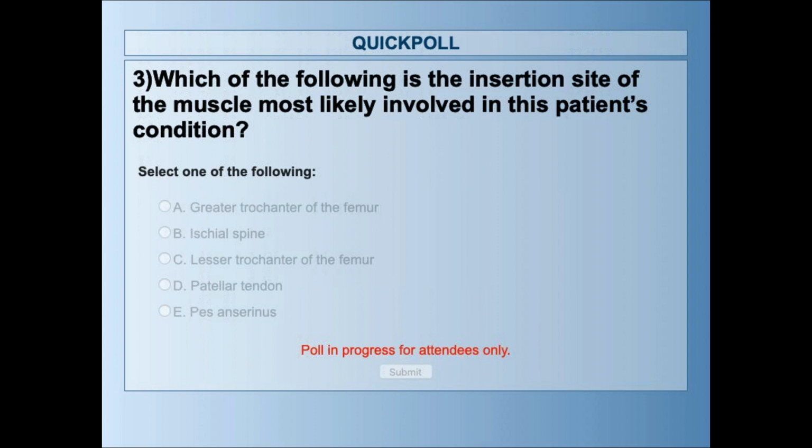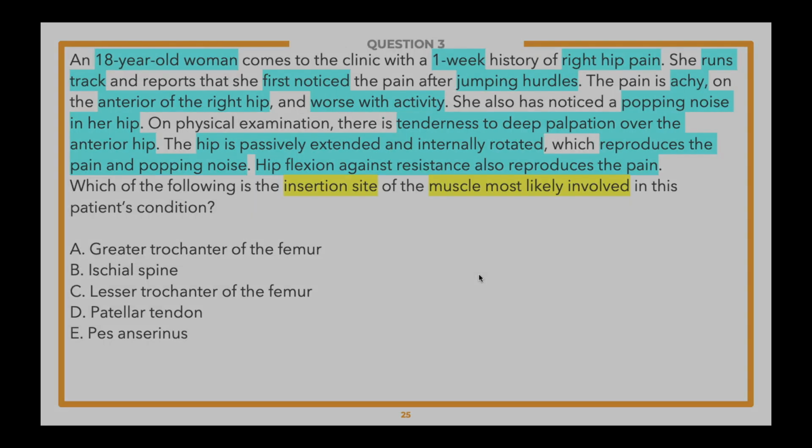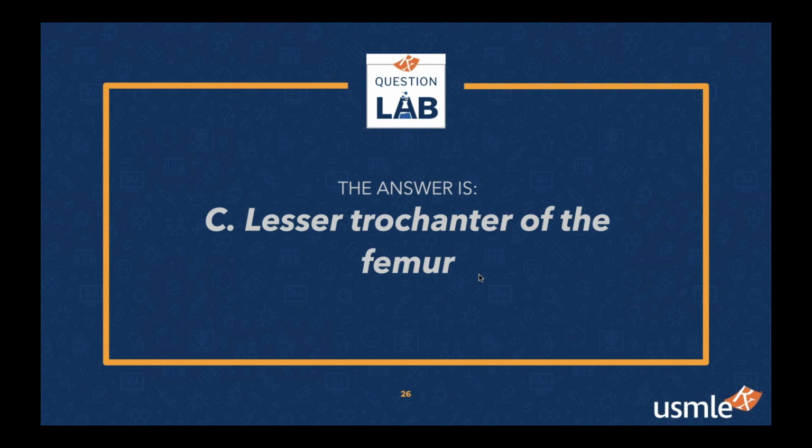All right, well, let's take a look and see what all of you selected. It looks like there's a clear favorite here. 40% of you selected greater trochanter of the femur, and distant second place was lesser trochanter of the femur. Let's take a look and see what the correct answer is. And the correct answer is C, lesser trochanter of the femur, and 29% of you got it right. So definitely a challenging question, but not to worry. Boris is going to break it down for us now.